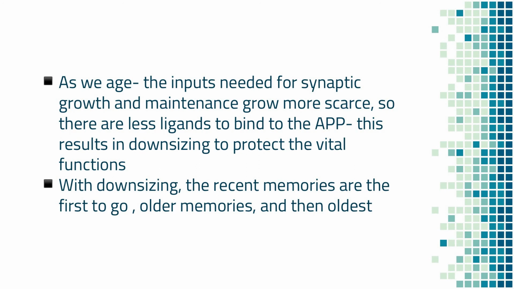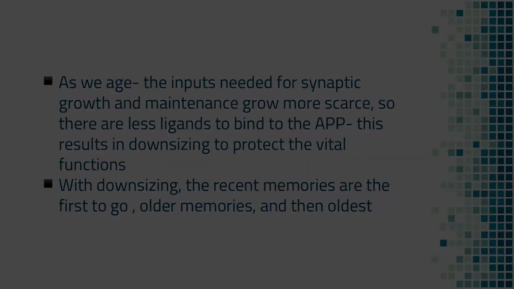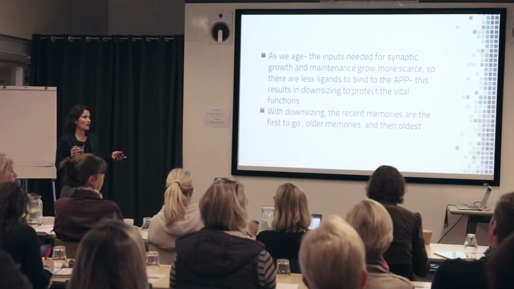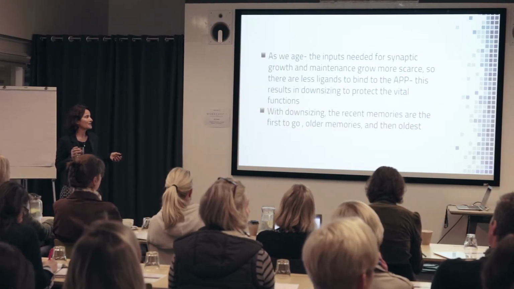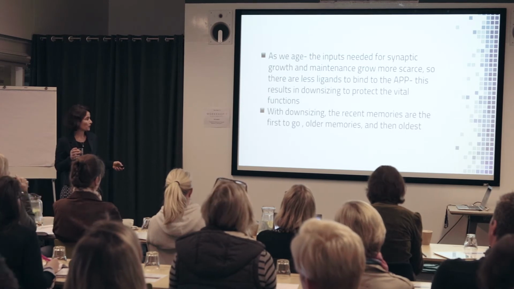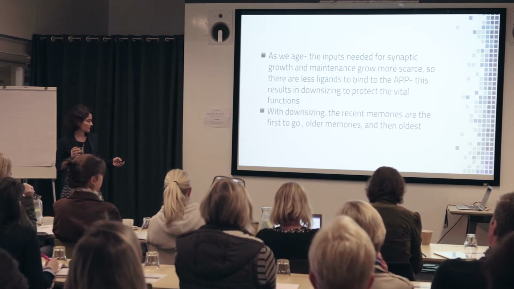So as we age, the inputs obviously decrease, and synaptic growth and maintenance grows more scarce. So there are fewer ligands to bind to those amyloid precursor proteins, and we end up naturally downsizing. As we get older, that will happen, and it's the recent memories that are usually the first to go, and then the older memories later.